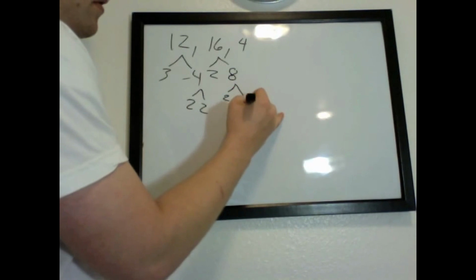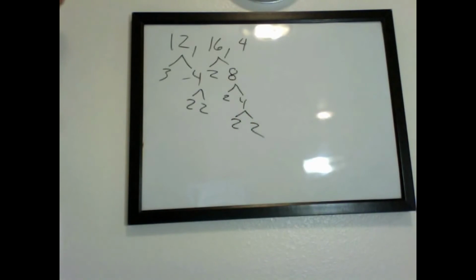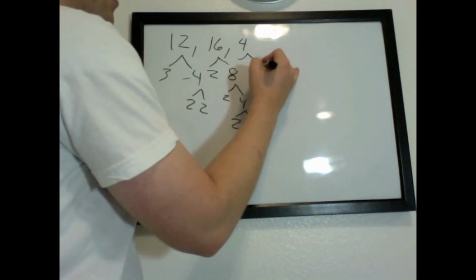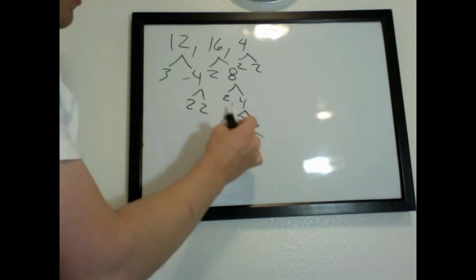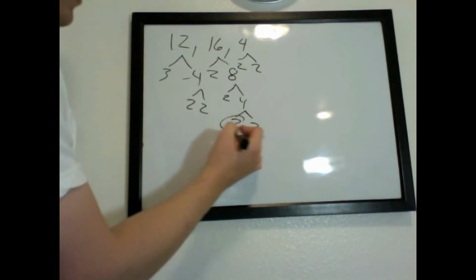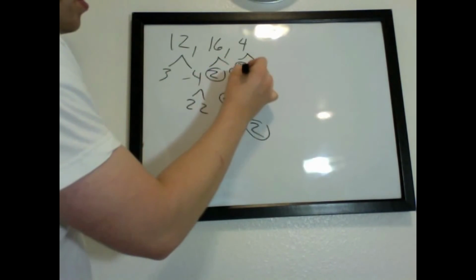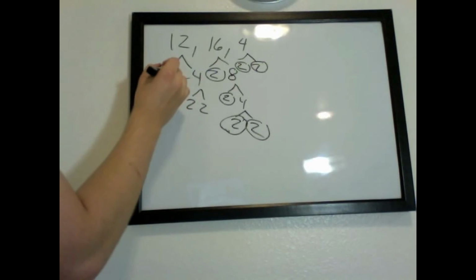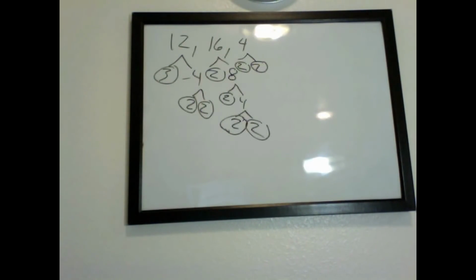8 is 2 and 4. And this is 2 and 2. Okay, and 4 breaks into 2 and 2. This is very interesting. Now let's circle the primes for each one. There's a prime here, prime here. Now, what primes do we have? We have a 2 and a 3.